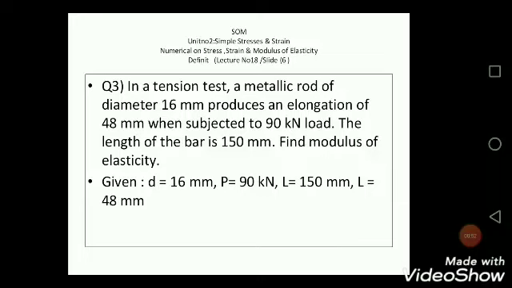question number 3. In a tension test, a metallic rod of diameter 16 mm produced an elongation of 48 mm when subjected to 19 kilonewton load. The length of the bar is 150 mm. Find the modulus of elasticity, that is E. D is given, P is given, length is given and delta L is given. So how do we solve it? E, we know it.